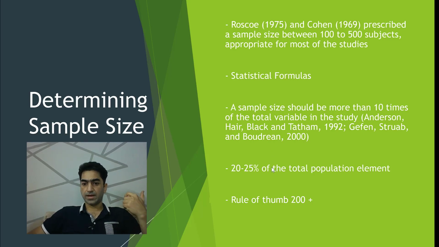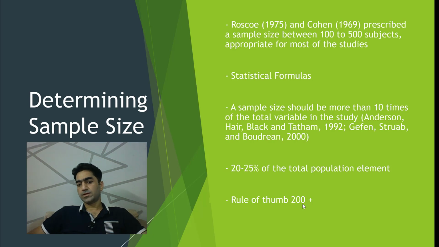And again, about the 20 to 25%, once you know your population is 100 elements maybe, it means 25. If it's about 1000, then you can go for 250. So you need to know the exact count, and unfortunately in social or management sciences, we don't literally know the total count of the population.